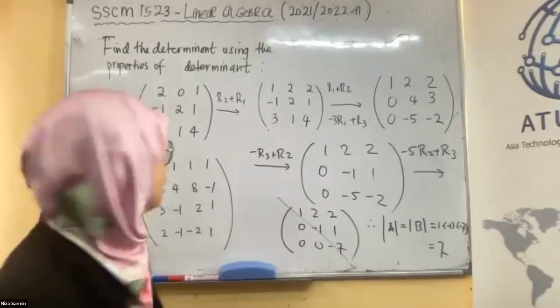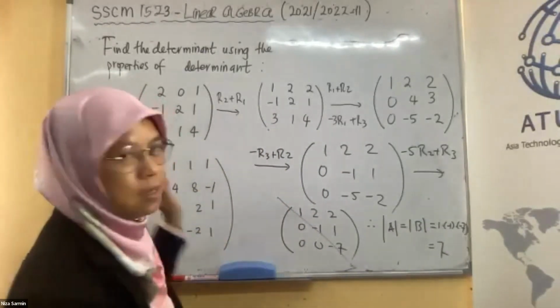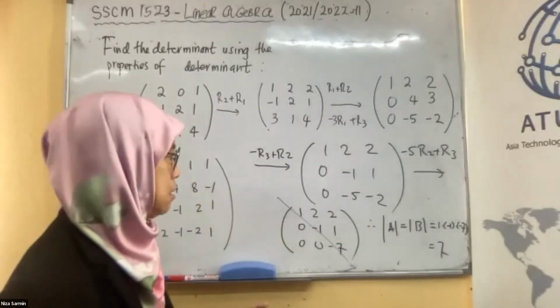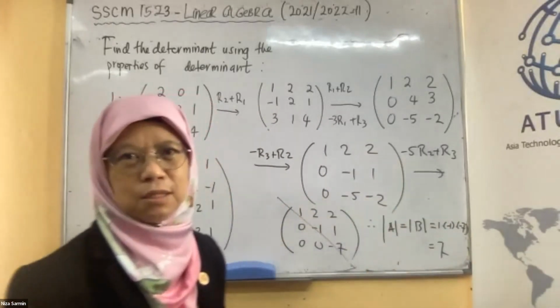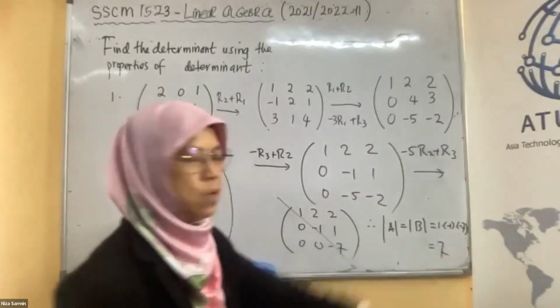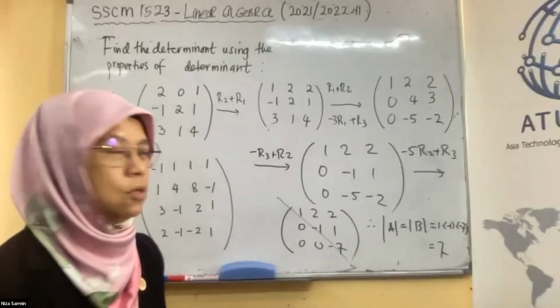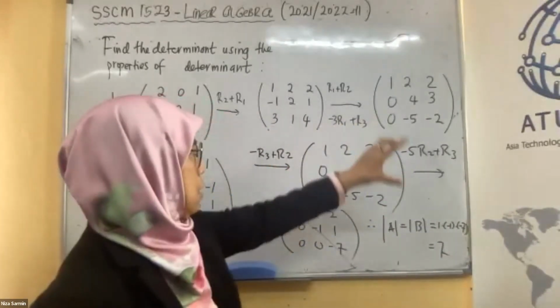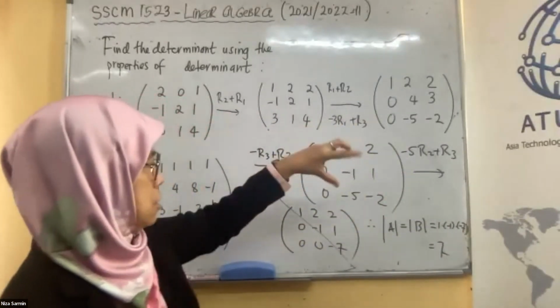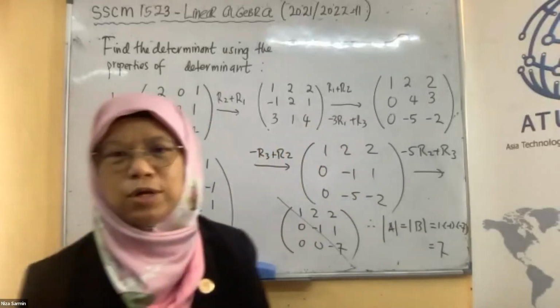Somehow you have to write that, because the question says to find it using the property. Otherwise you will lose marks. Probably anyone will get the right answer, but not the right calculation or computation. Okay.